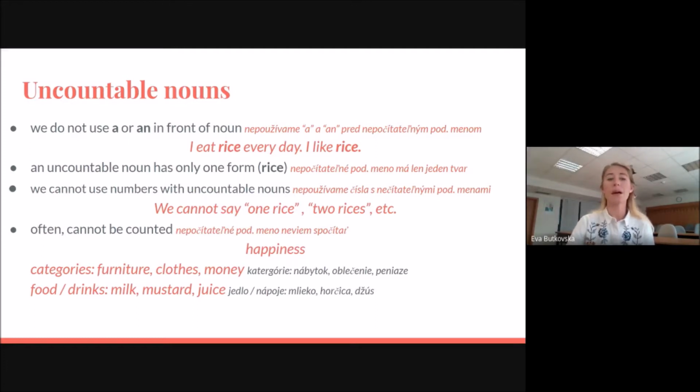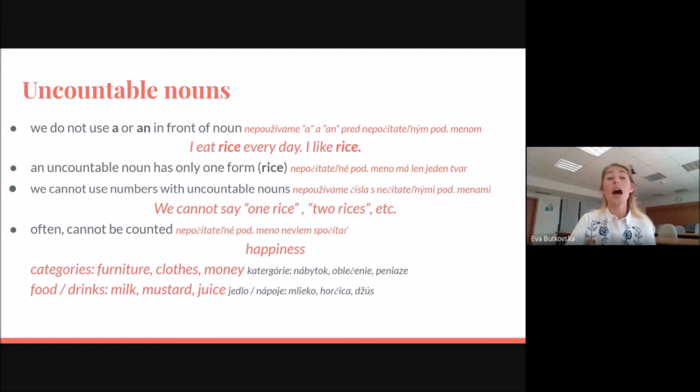So one more time, think about it. We don't use a or an in front of an uncountable noun. We cannot count uncountable nouns. So for example, happiness. Happiness is an emotion. We cannot count it. So there is no one happiness and two happinesses. No, there is only happiness. So really, we do not add numbers in front of uncountable nouns. So there is no one rice or two rices. There is only rice, only one form.